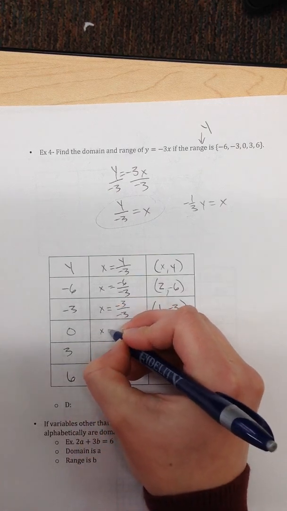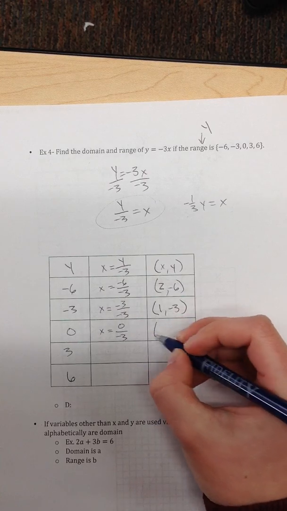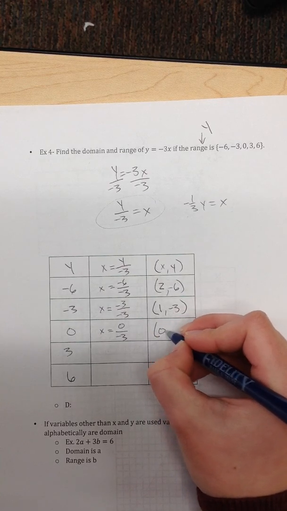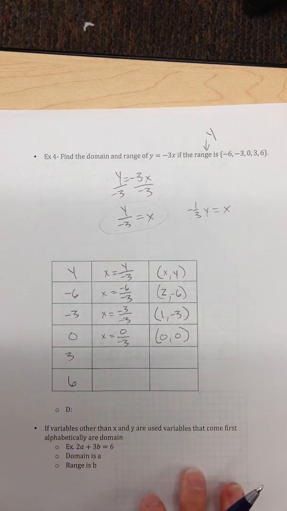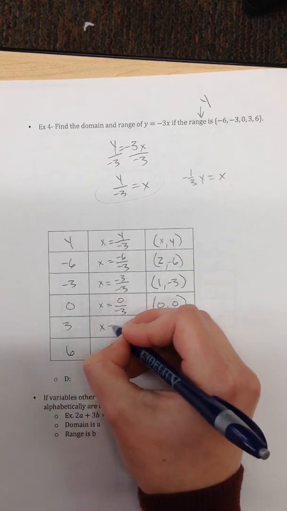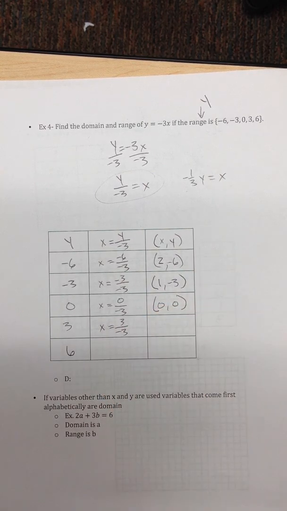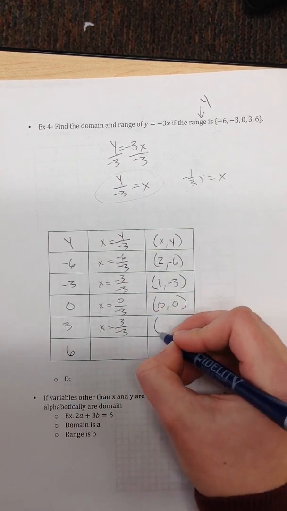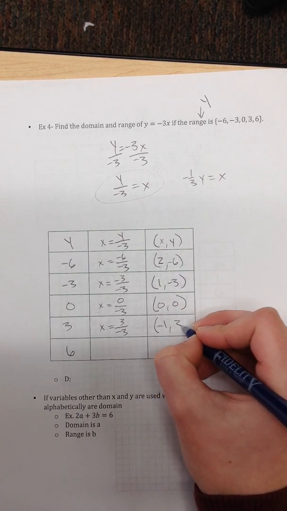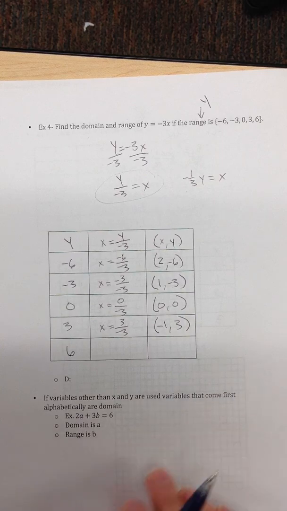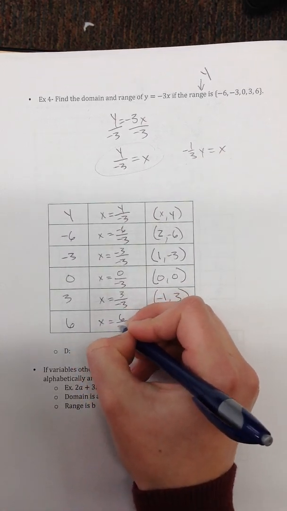Next one I do is 0, so x is equal to 0 divided by negative 3. So 0 divided by negative 3 is 0, so this ordered pair is 0, 0. So 0 for the x when I solve out, and 0 for the y. Next one would be my y value is 3 over negative 3, so 3 divided by negative 3 is negative 1. So my x value here would be negative 1, and my y value would be 3. And then the last one here, x is equal to 6 over negative 3.